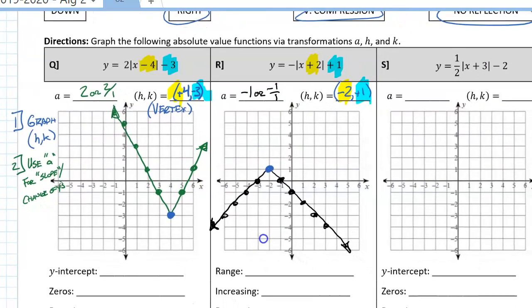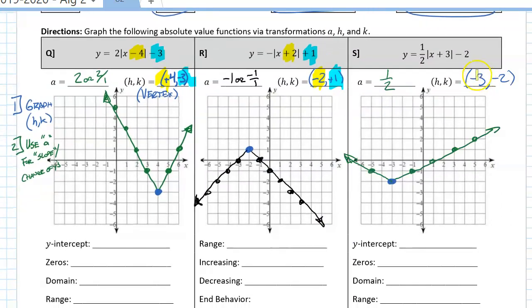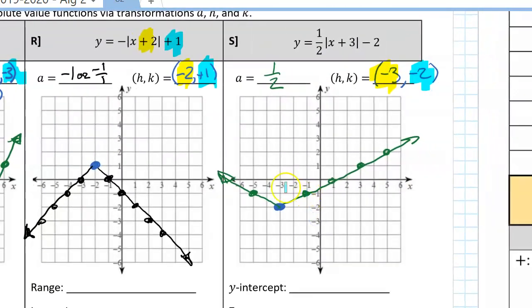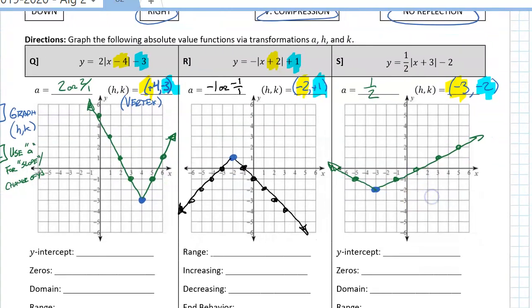Take a moment and try S. Pause the video and try that out. We should see HK at -3, -2, and an A value of 1/2. So my vertex is at -3, -2. My slope is up 1 over 2, up 1 over 2, and then the mirror image up 1, back 2, up 1, back 2 to get my other points. And we have a very short or vertically compressed absolute value function.